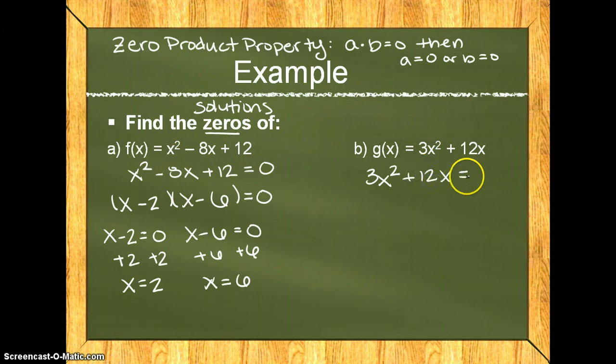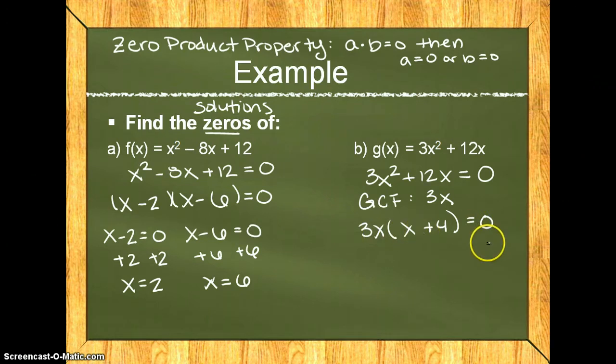You will notice I always put the 0 on the right-hand side. Next, is there something that the two terms have in common that can be factored out? And in this case, there is. The GCF would be 3x. So you get 3x times x plus 4 is equal to 0. X plus 4 cannot be factored any further. Therefore, this is now done being factored.